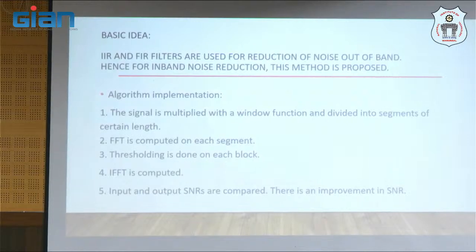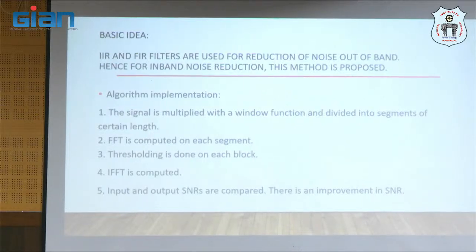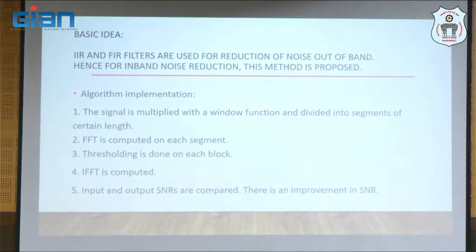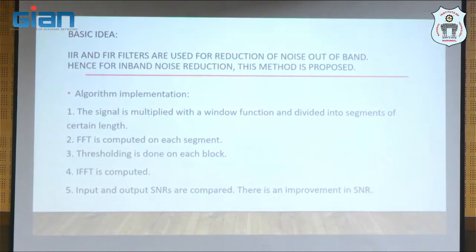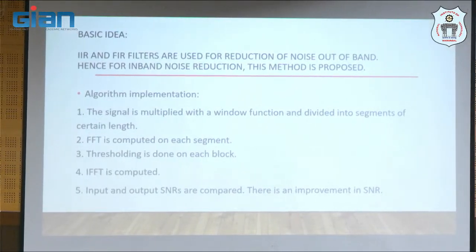The algorithm implementation is like this. In the first step, we multiply the received signal with a window function, preferably a Gaussian window, and then divide the signal into segments. On each segment we compute the FFT, then on each block we apply thresholding, and then compute the IFFT. When we compare the input SNR and output SNR, there is an SNR improvement in the band.